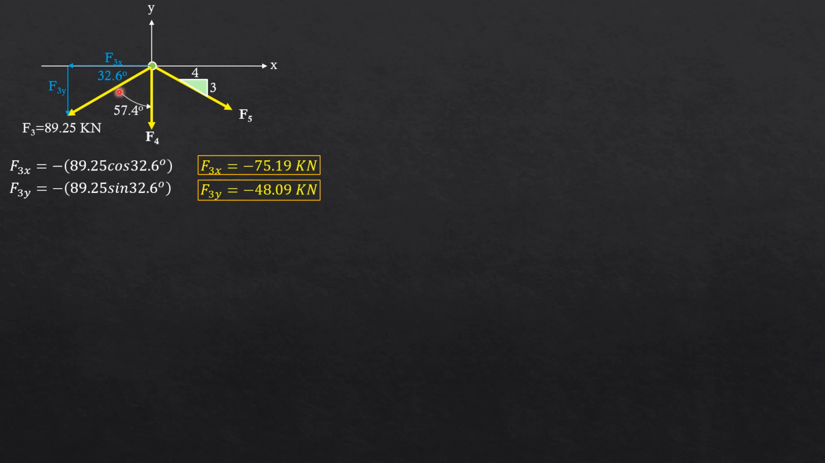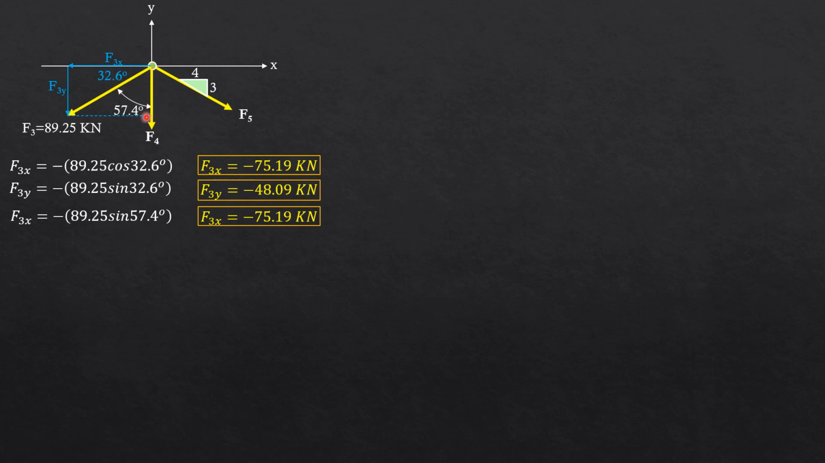Now, in terms of this 57.4 degrees, F3x is negative because it is expected negative. The x component is directed towards the negative x direction. And this time, it is opposite of 57.4. So it is negative 89.25 sine of 57.4. So F3x is negative 89.25 sine of 57.4 degrees. So F3x is negative 75.19 kilonewtons.